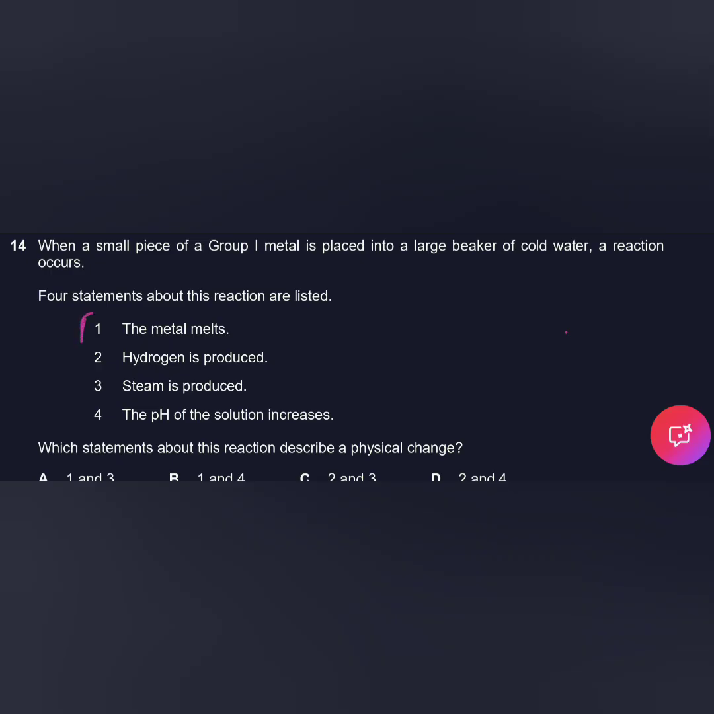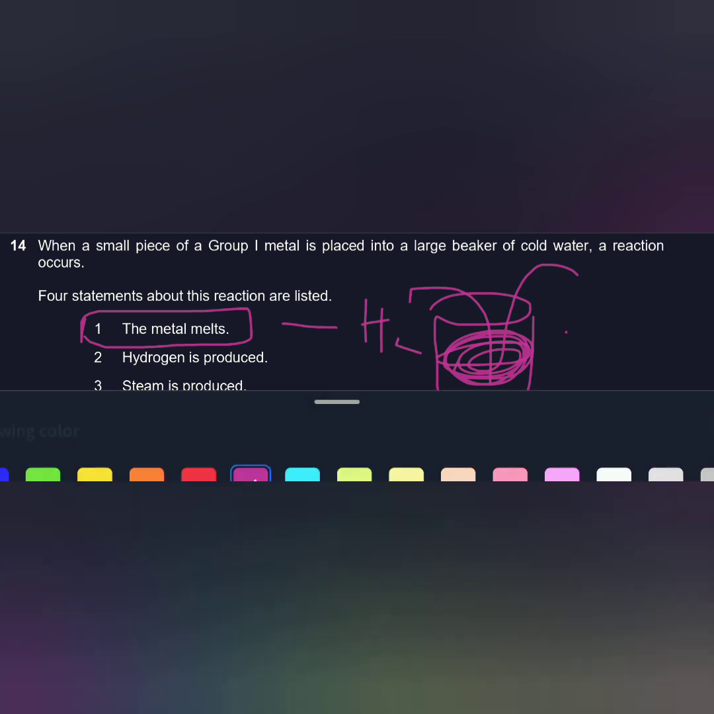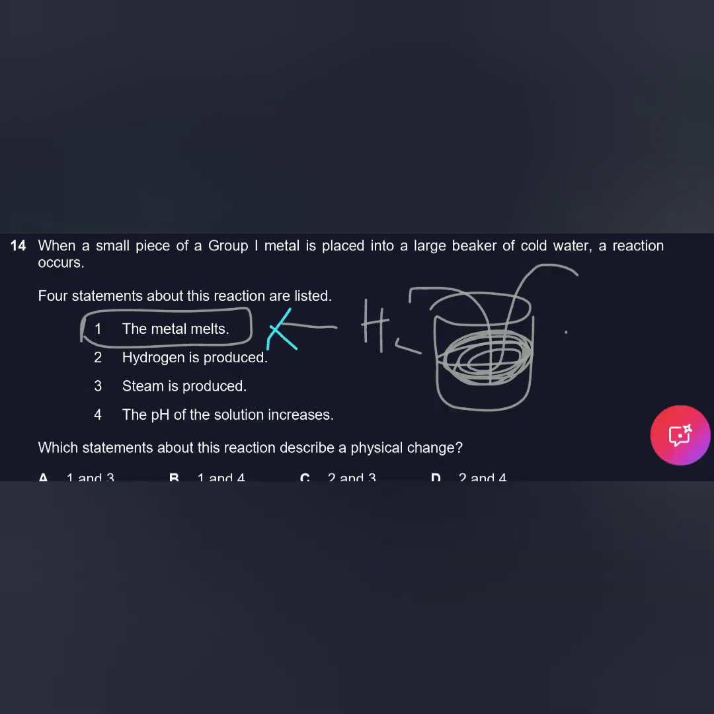Okay, so let's discuss this observation. The metal melts. Whenever we have a beaker and we put any metal from the alkali metals, group 1, it always floats over the surface. It darts over the surface at a very high speed, and then the metal gets dissolved and hydrogen gas is always liberated in the reaction. So the metal never melts, so the option is wrong. Okay, hydrogen gas is produced.